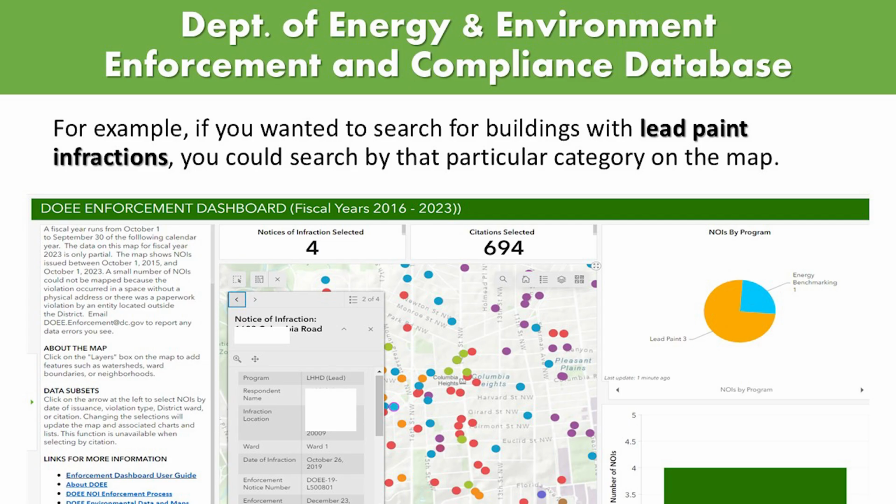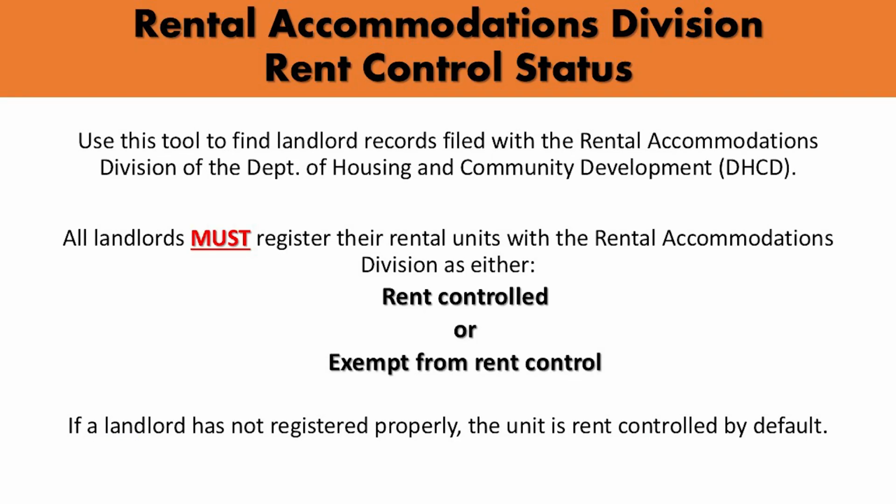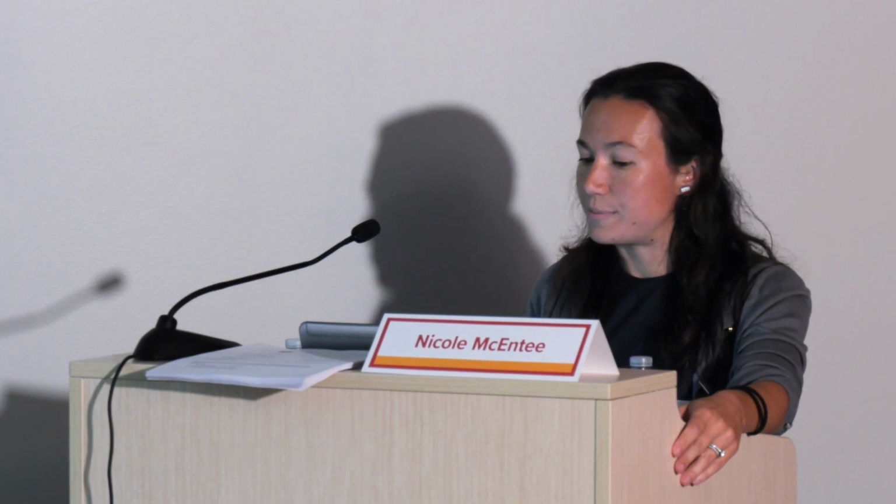Now, the next database is the Rental Accommodations Division Rent Control Status. So this has existed for years, and what's happening right now is the Rental Accommodations Division is sort of switching all of their paperwork to a new website called the Rent Registry. But that's going to take a while to set up because it requires input from a lot of different sources, from landlords, from tenants, all of that. So the data's not all there yet.